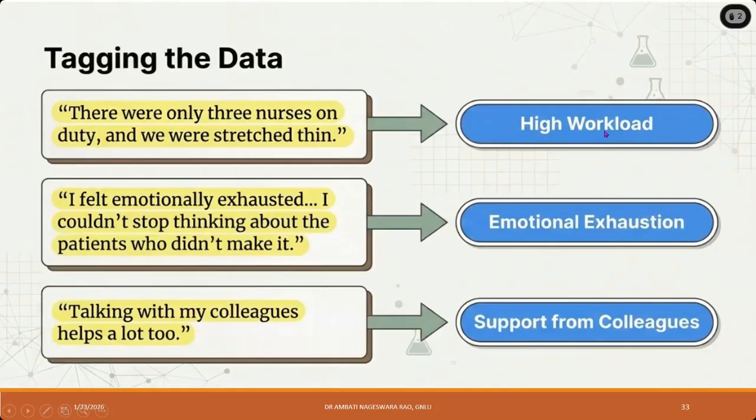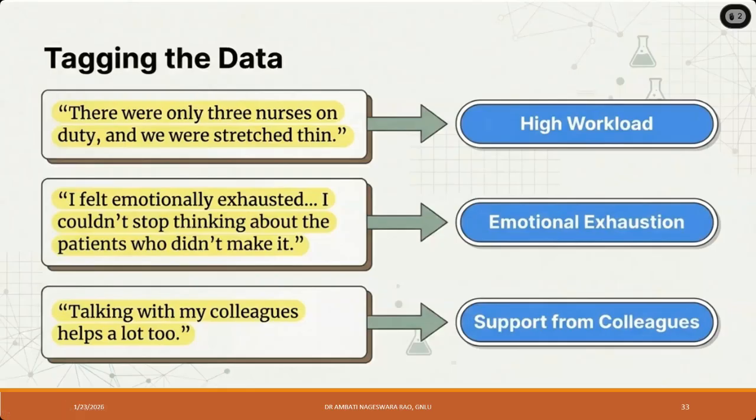Now, for example, myself and Dr. Kalpesh, Dr. Rao, all of us are reading the same interview transcript. But there is a possibility that we may get different labels, different codes here. It is not guaranteed that everybody will come up with high workload only. As qualitative research is subjective, there is a possibility that instead of high workload, you may come up with some other code, some other label.